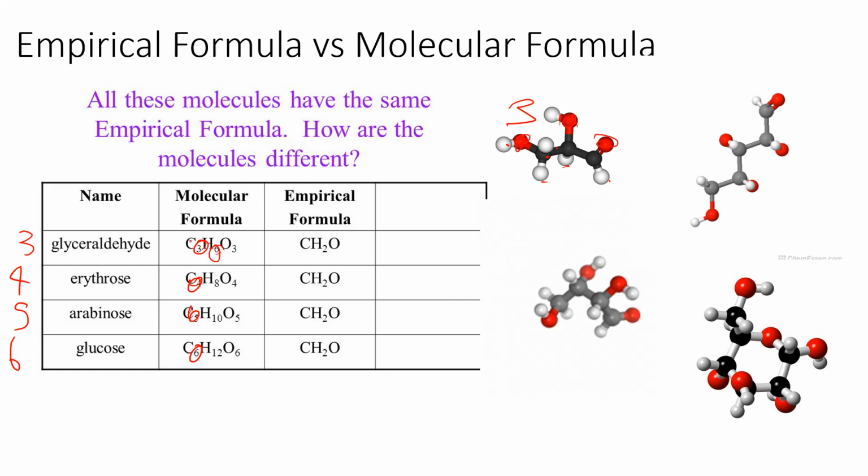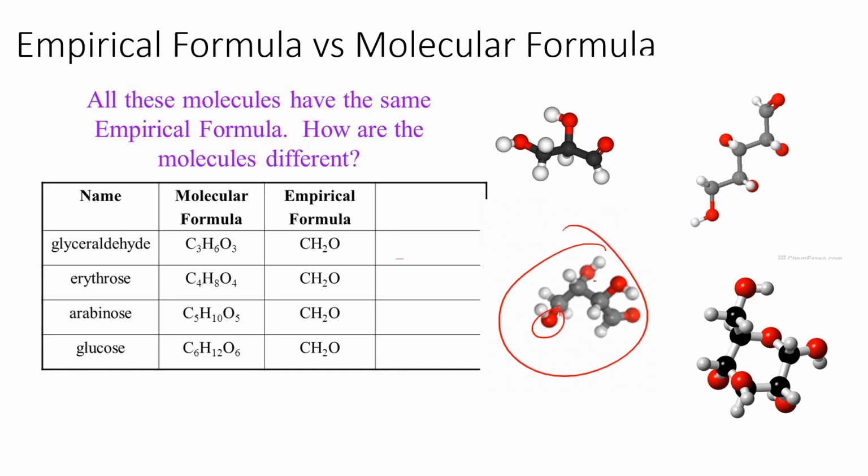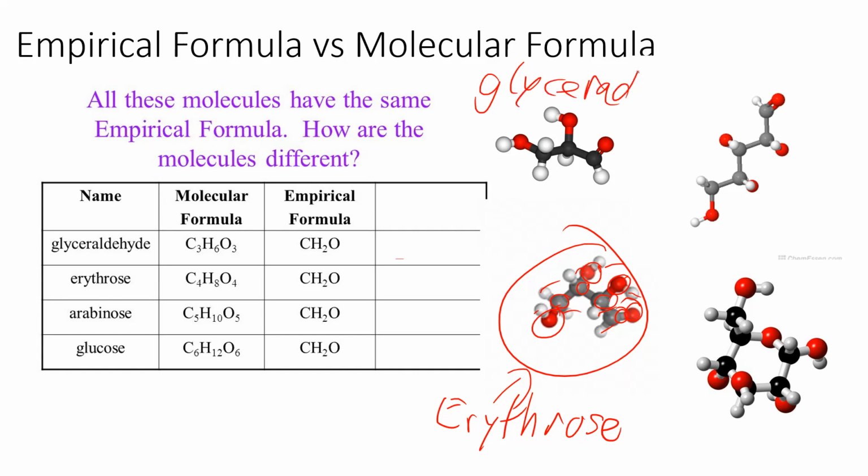That's glyceraldehyde. Compare that with erythrose, okay? Erythrose is this molecule right over here. It has 1, 2, 3, 4 oxygens, 4 carbons, and 8 hydrogens: 1, 2, 3, 4, 5, 6, 7, 8. So this is erythrose. And when you compare erythrose with glyceraldehyde, they're fundamentally different molecules, right? But the proportions of their elements are the same. Does that sort of make sense?